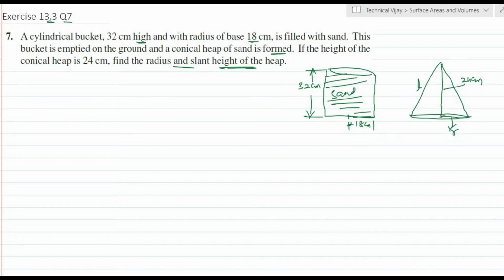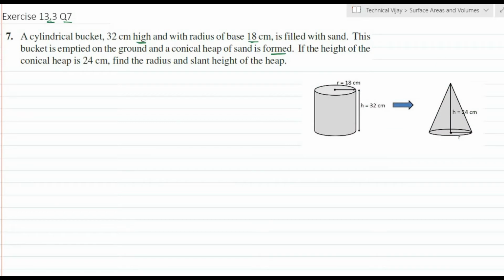Now what we have to do: first we have to calculate the volume of this sand. After that, this volume is equal to this volume. So by knowing this volume we can find out this radius and this slant height. I will put a neat diagram here. So this is the diagram. Here is a cylindrical bucket which has a 32 centimeter height and a radius equal to 18 centimeter. It is completely filled with sand. This bucket is to be emptied on the ground and a conical heap of this sand is formed.